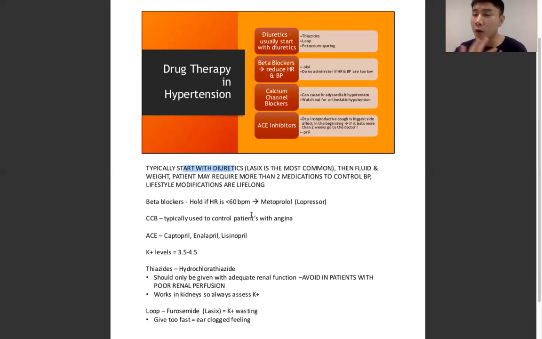Okay, and any medication that reduces blood pressure puts the patient at risk for something called orthostatic hypotension. This is when the patient moves from a lying position to a sitting position and experiences dizziness. That is called orthostatic hypotension, and all of the blood pressure medications put the patient at risk for that.